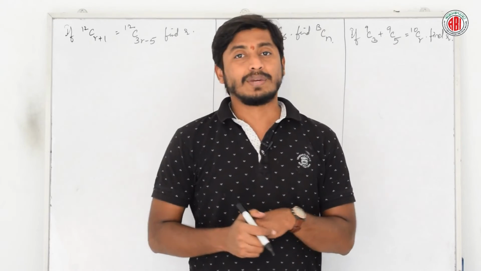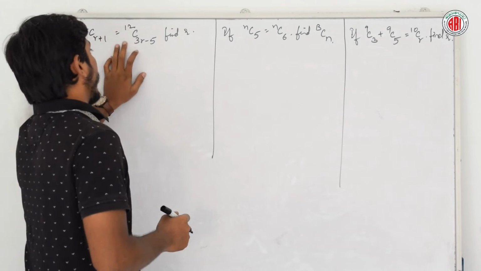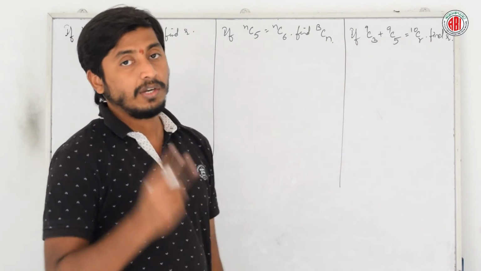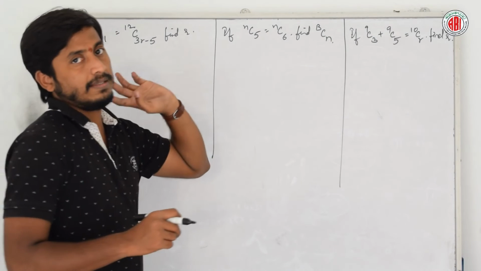Let's do. Look at the question here. He is telling: if 12C(r plus 1) is equal to 12C(3r minus 1), he is asking us to find the value of r. We can do it in two styles. The first, basic one: we can equate just these r's.